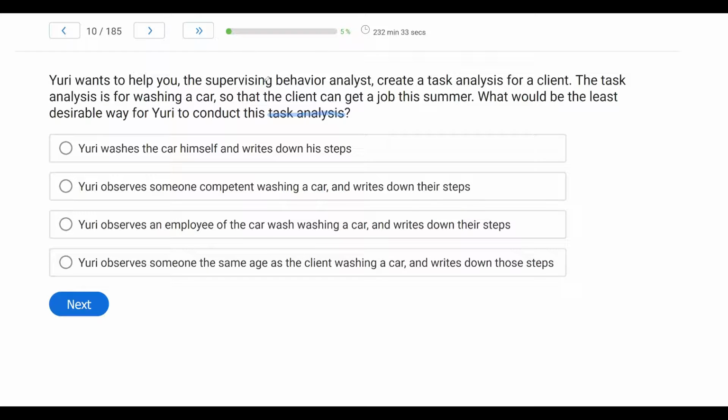Now, in this case, Yuri wants to help you create a task analysis for the client, and it's washing a car. What should you tell Yuri? What is the last thing Yuri should be doing when trying to conduct this task analysis?